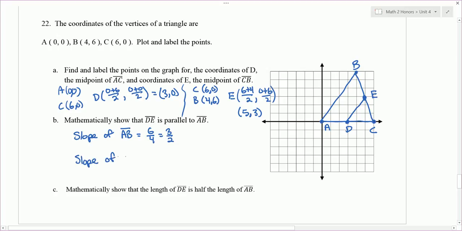The slope of DE, again I'll count rise over run, up 3 over 2. So since the slopes are equal, they're parallel. So DE is parallel to AB because they have equal slopes.